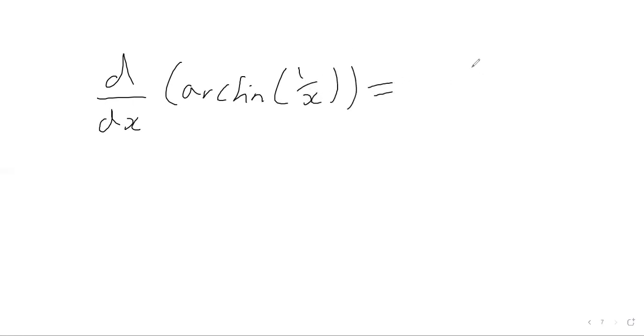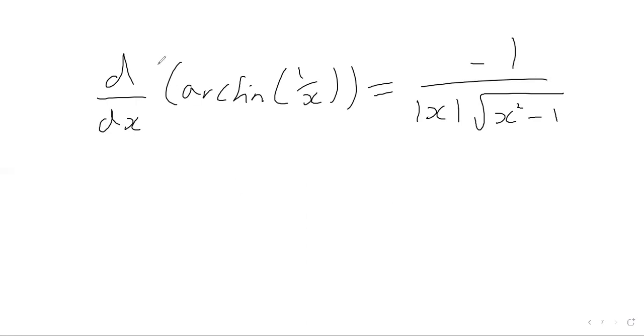And so in conclusion then, what we can say is that when we differentiate the function arc sine of 1 over x, we get -1 over the modulus of x times the square root of x squared minus 1. So yeah, this is the key result that I wanted to show today.